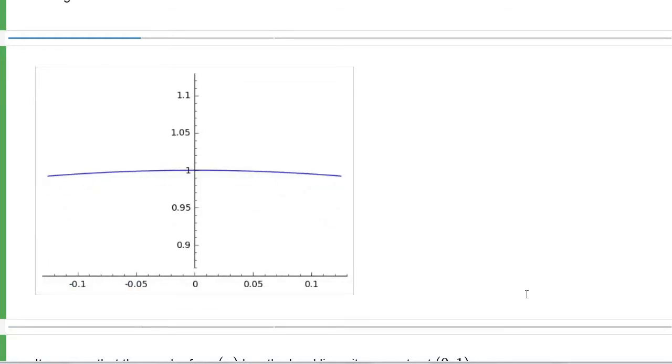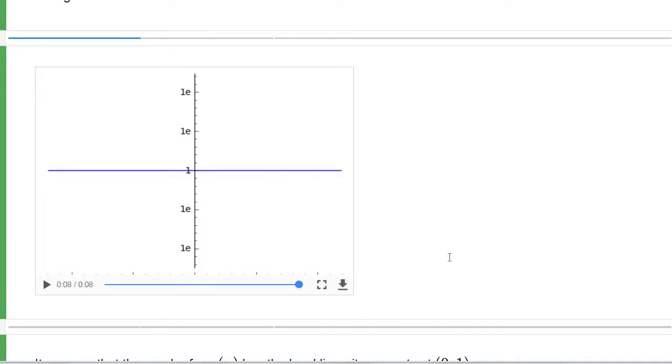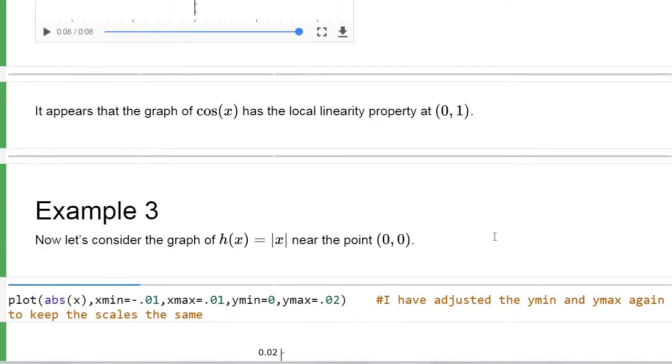And the closer I get, I'm zooming in. Notice how I'm just getting closer, closer, closer. The farther I zoom in, the straighter this becomes, till eventually this looks like a horizontal line there. So it looks like cosine of x also has the local linearity property, at least at that point (0, 1).